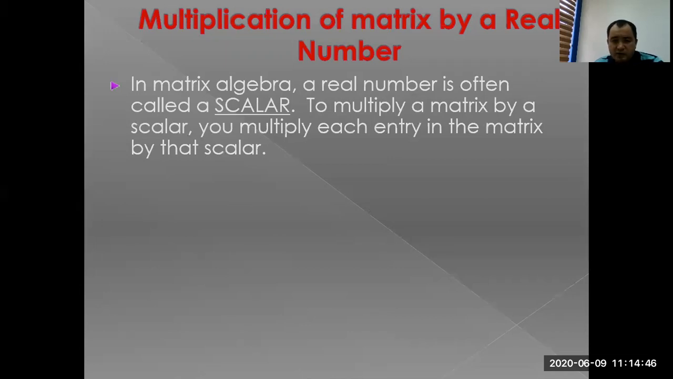In matrix algebra, a real number is often called a scalar. Scalar or real number, the same thing. So to multiply a matrix by a scalar, you multiply each entry in the matrix by that scalar.